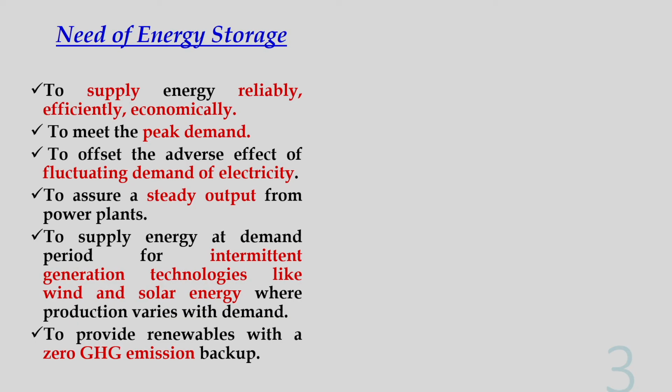This includes to supply energy reliably, efficiently and economically first, followed by to meet the peak demand, to offset the adverse effect of fluctuating demand of electricity, to assure a steady output from power plants, to supply energy at demand period for intermittent generation technologies like wind and solar energy, where production varies with demand, and to provide renewable with a zero greenhouse gas emission backup.